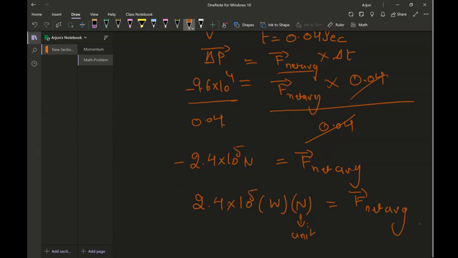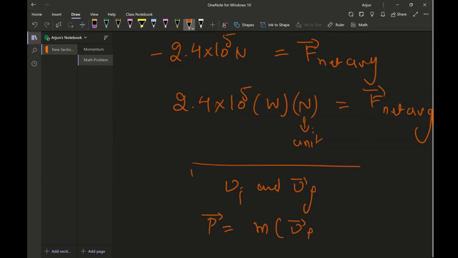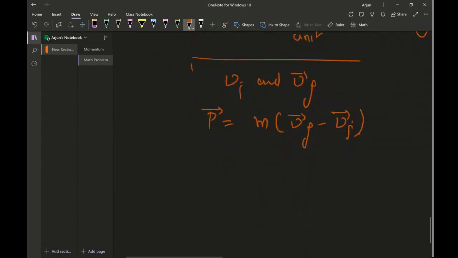All right, so hopefully you were able to understand how to approach the questions. The idea of solving these three questions is so that you can find out which formula to use when, and how you can modify a formula to find a number. If you are given velocity initial and velocity final, then you will use the formula delta p equals m times v final minus v initial. This is the formula you will use to find the change in momentum.